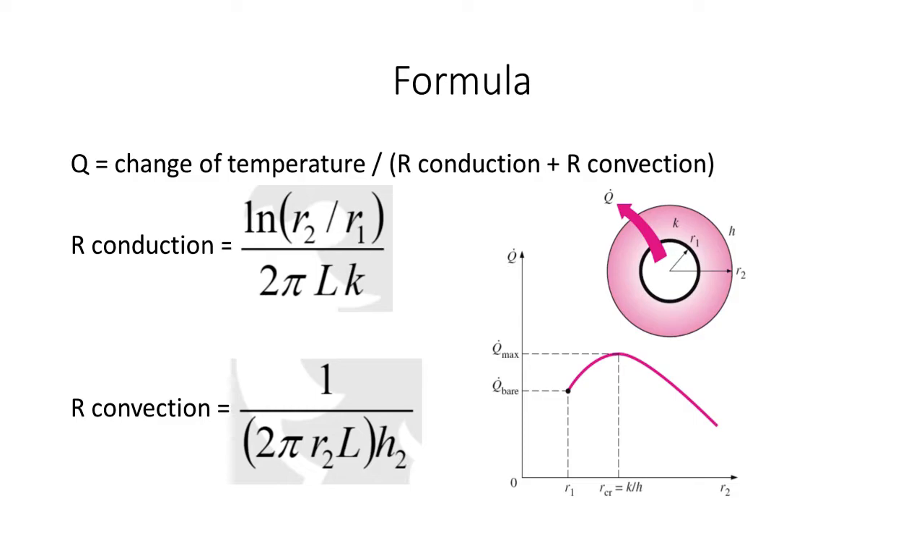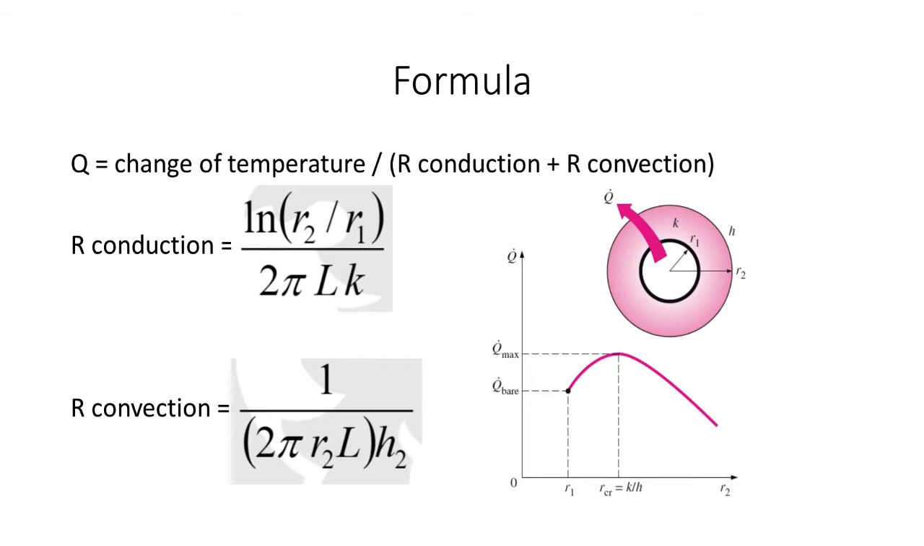So as we all know, the formula for heat loss or heat exchange is the change of temperature divided by total R, where total R is R conduction plus R convection, at least for this case for pipes. And just to get this out of the way, a big total R would mean that there is less heat loss. A small total R would mean that there is more heat loss.